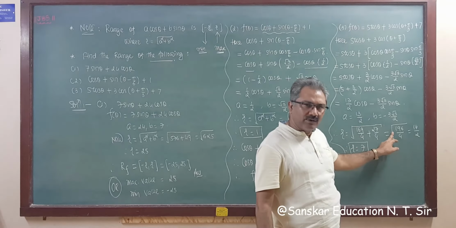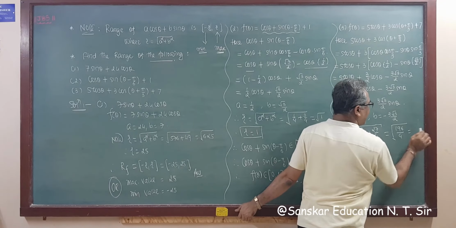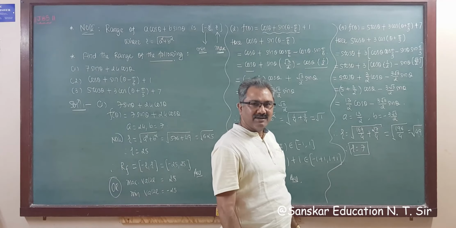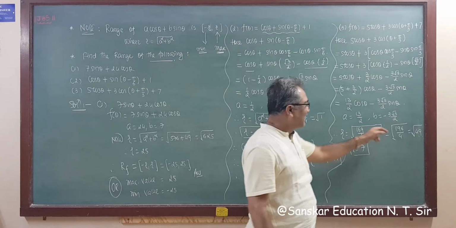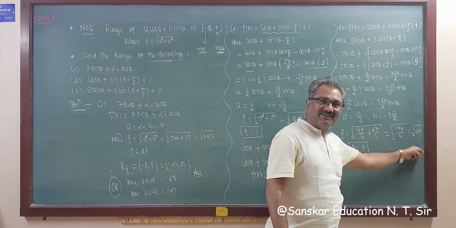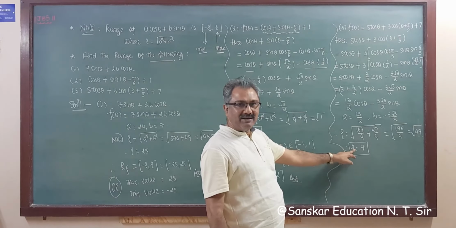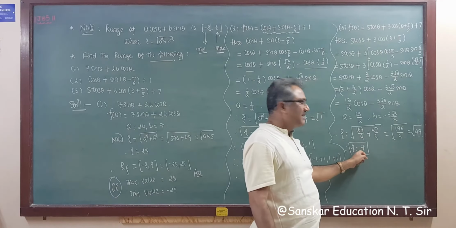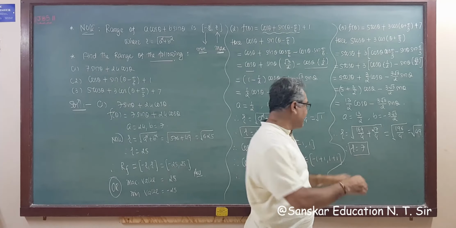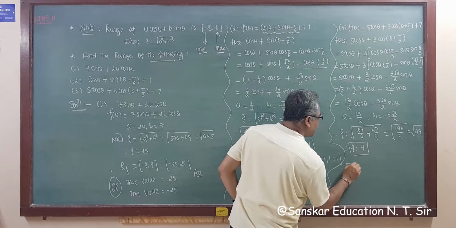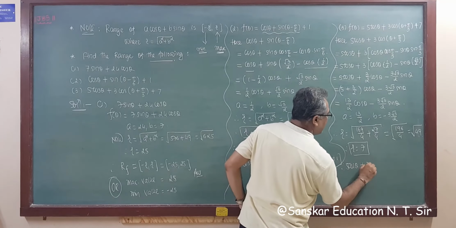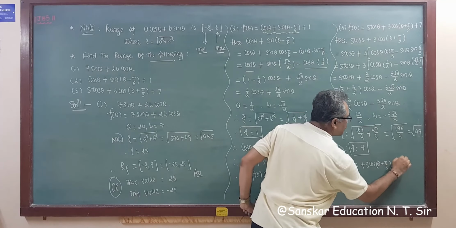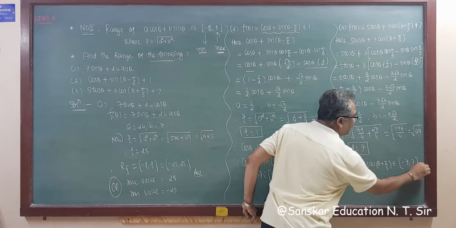Either you can write 49 here also directly. If you don't want to write this, then you can write under root 49. 49 4s are 196. Right? If you know the tables, otherwise you can find 14 divided by 2, right? So R is 7. So the range of this 5 cos theta plus 3 cos theta plus pi by 3 is minus 7 to plus 7, closed interval. So therefore 5 cos theta plus 3 cos theta plus pi by 3 belongs to the closed interval minus 7 to 7.